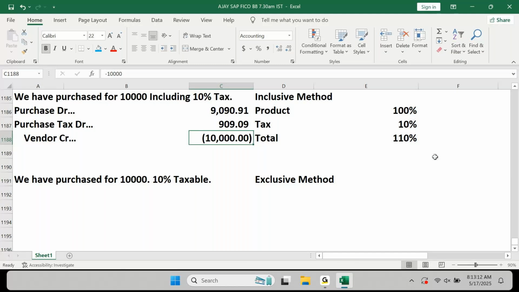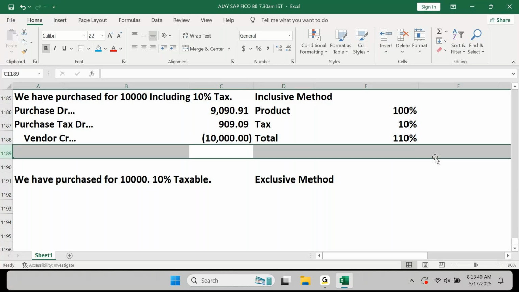In this inclusive method, you will always receive total value including the tax. From this, you need to deduct the tax and then find out the actual product value. Yes, sir. All these things are taken care of by SAP. You don't need to do anything. Just you need to understand whether it is an inclusive invoice or an exclusive invoice for taxation.